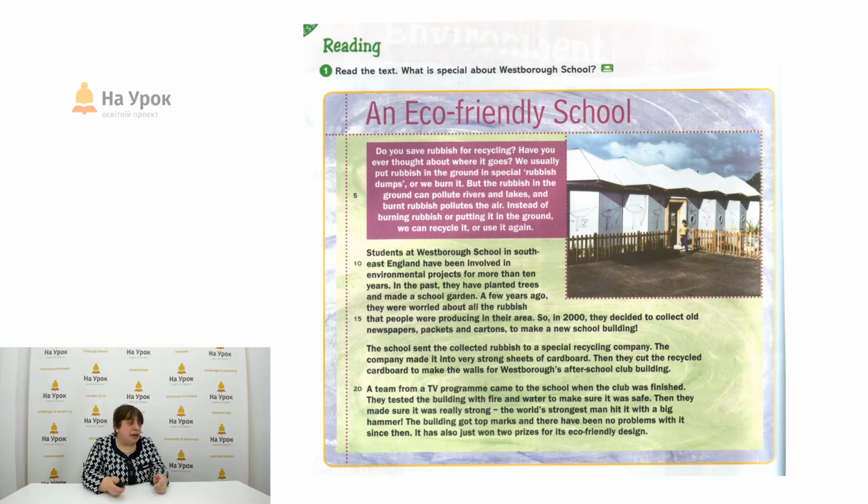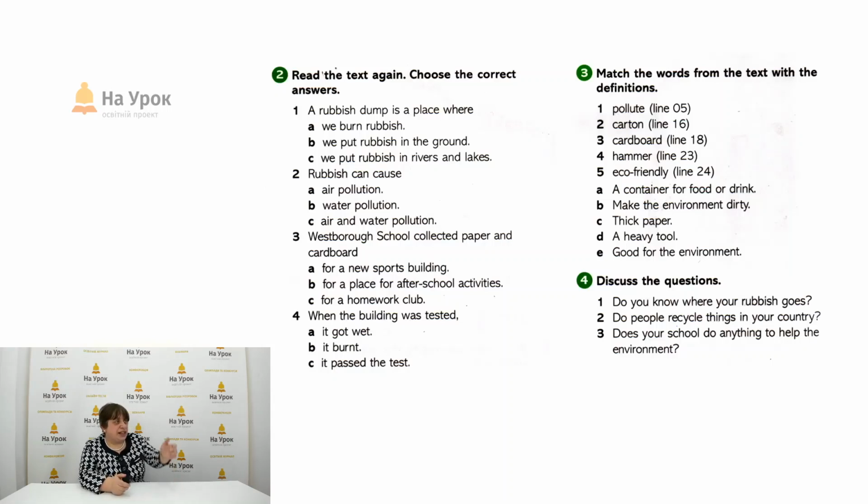And some activities for the text. Read the text again, choose the correct answers. It's like the test. Match the words with the definitions. For example, pollute, cotton, cardboard, hammer, eco-friendly, a container for food or drink, make the environment dirty, thick paper, a heavy tool, good for the environment. So students have to match.